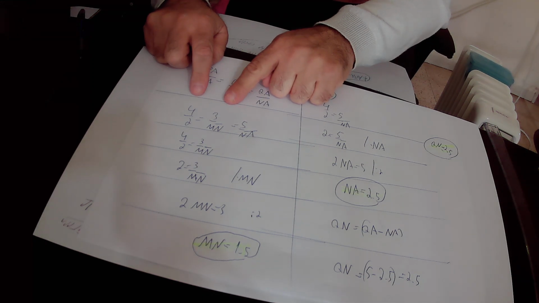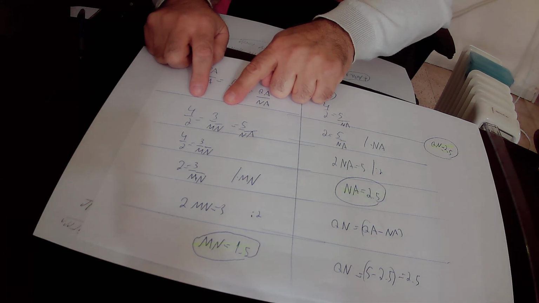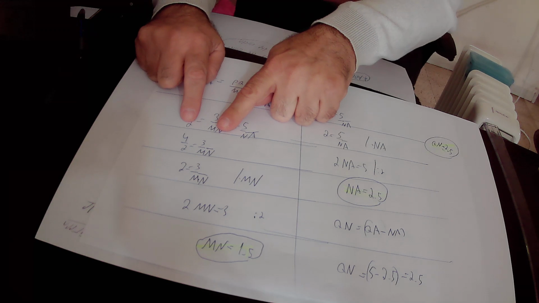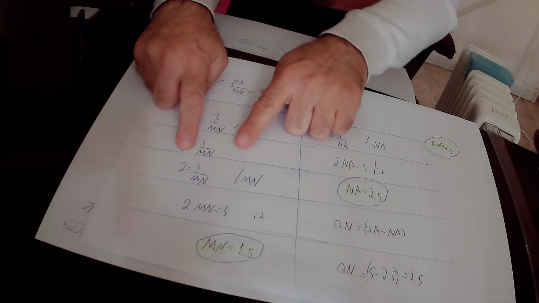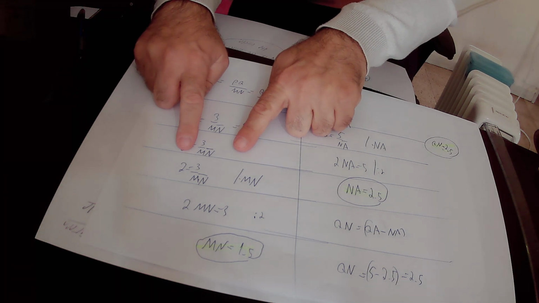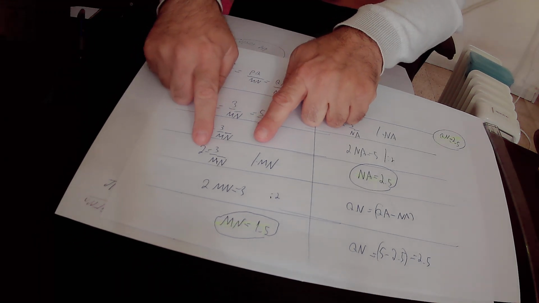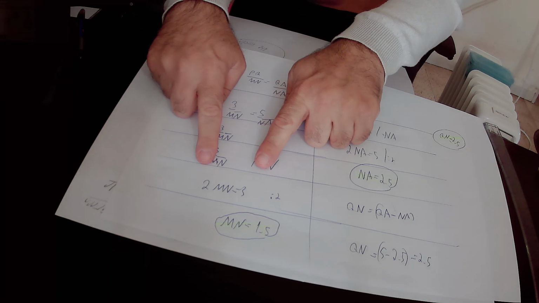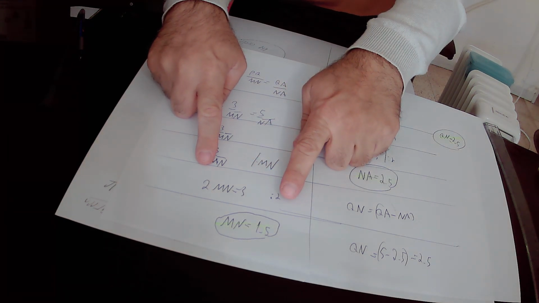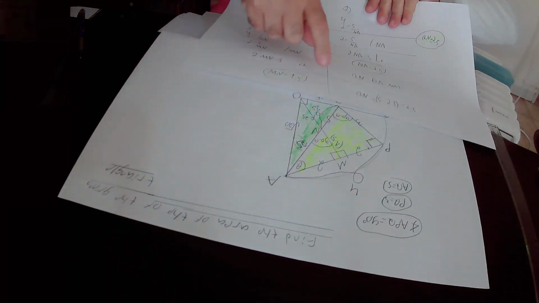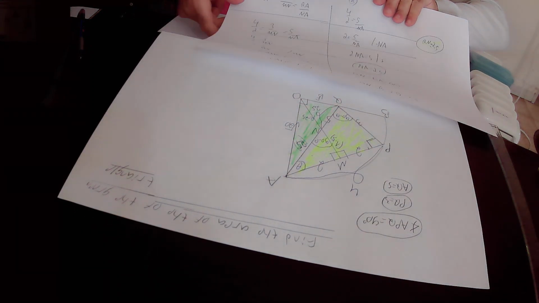From this equation we derive that 4 over 2 equals 3 over MN. 4 over 2 is 2, so 2 equals 3 over MN. We multiply this equation by MN, and we find that 2 times MN equals 3. We divide this equation by 2, and finally we find that MN equals 3 over 2, that is 1.5. So this line segment MN equals 1.5 units in length.